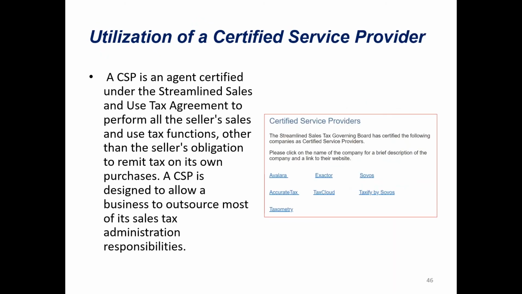A CSP is certified by the Streamline governing board, and they have contracts with Streamline in order to perform basically all the functions of the seller. There are currently 7 certified service providers. Streamline basically goes into a review of the companies that come forward, both when they first come in and then every 2 or 3 years they are reviewed. One of the things they look at, make sure they're financially stable, make sure they have good checks and balances, they've got reliable data security, and that their hardware is secure also.